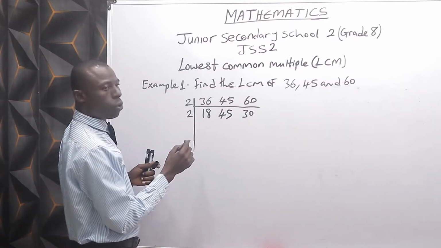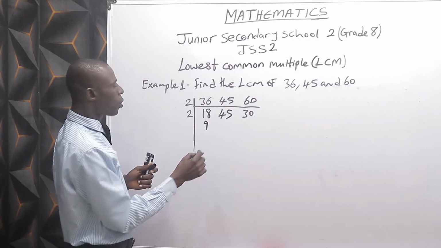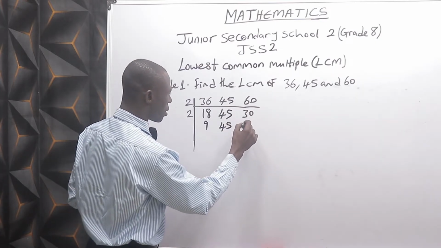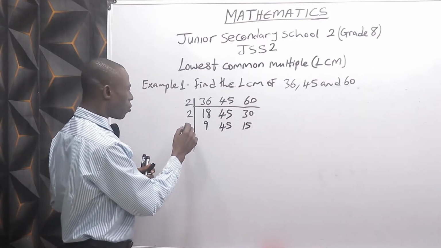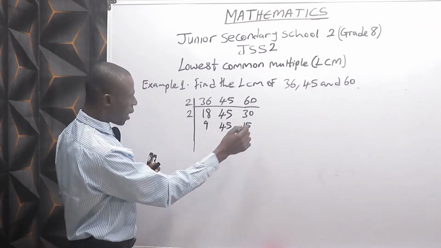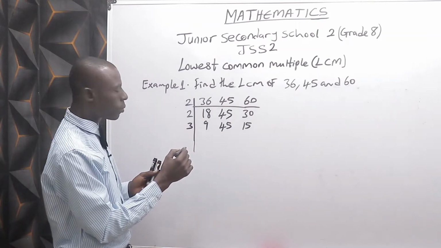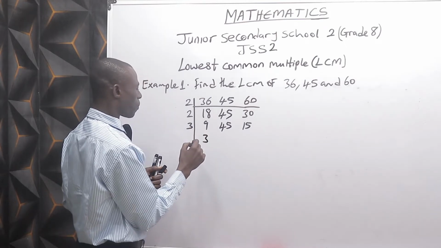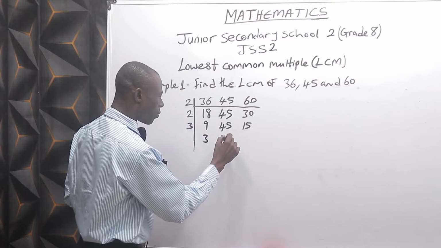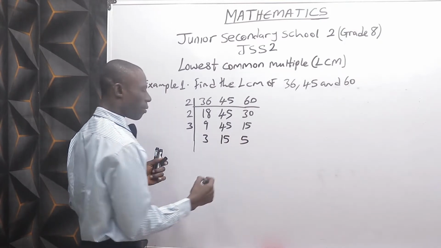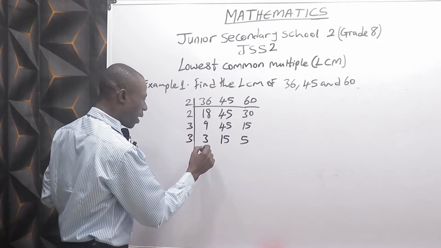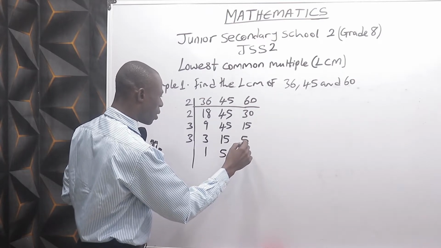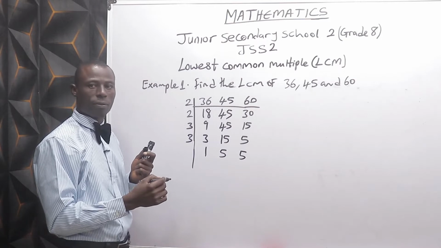2 again can divide 18 to give us 9. 2 cannot divide 45, so we repeat 45. 2 can divide 30, we have 15. 2 can no longer divide any of them, so we move to 3, the next prime factor. 3 in 9 is 3. 3 in 45 is 15. 3 in 15 gives 5. 3 again can divide 3 to have 1. 3 in 15 is 5. 3 can no longer divide 5, so we repeat the 5.